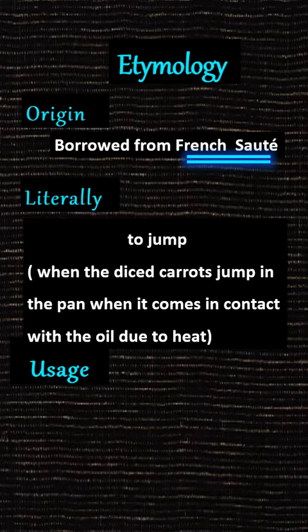Say for example, when the diced carrots jump in the pan when it comes in contact with the oil due to heat. You pour oil, you put the diced carrots into the pan. Now there is that jumping, you can see that slight jump. So it actually means to jump.